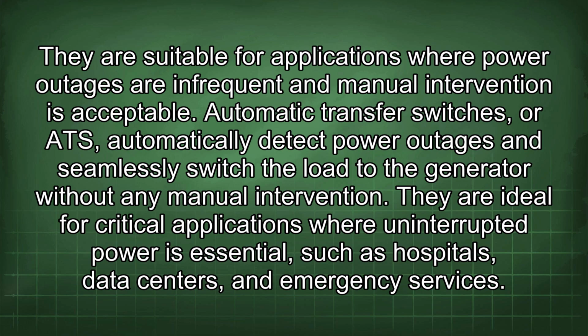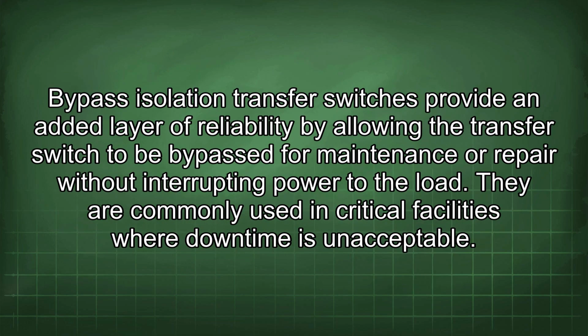Automatic transfer switches, or ATS, automatically detect power outages and seamlessly switch the load to the generator without any manual intervention. They are ideal for critical applications where uninterrupted power is essential, such as hospitals, data centers, and emergency services. Bypass isolation transfer switches provide an added layer of reliability by allowing the transfer switch to be bypassed for maintenance or repair without interrupting power to the load. They are commonly used in critical facilities where downtime is unacceptable.